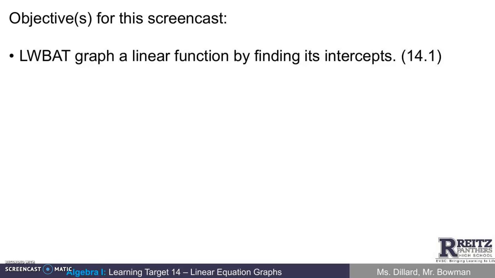The objective of this screencast is learners will be able to graph a linear function by finding its intercepts.